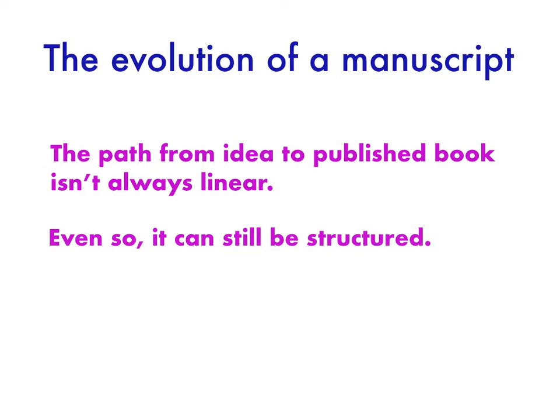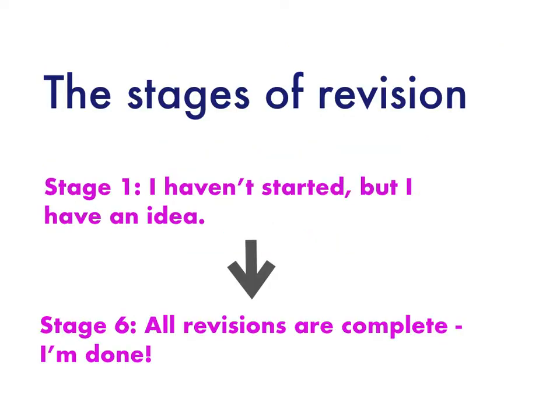So today, I'm going to help you establish a system of stages and goals to structure your writing process. Now, there are 6 stages of revision, which start with an idea and end with a complete document. You can use these stages not just for your entire book, but for each individual chapter. I go over each stage in detail in the printed assignment, so I'm not going to repeat them all here.